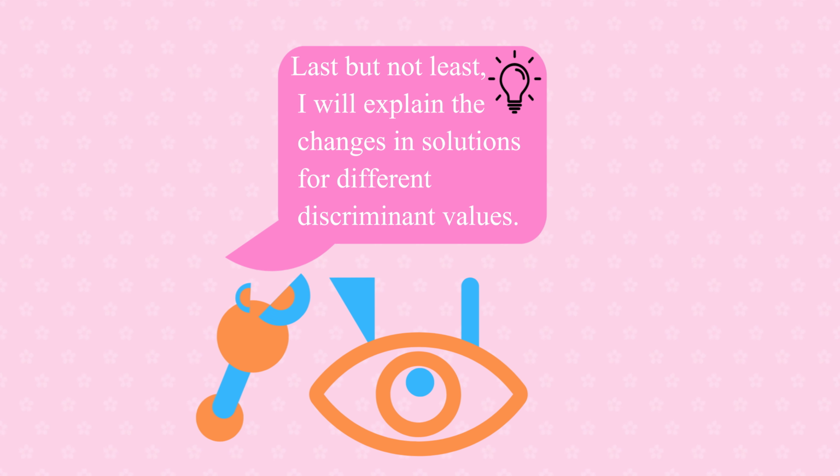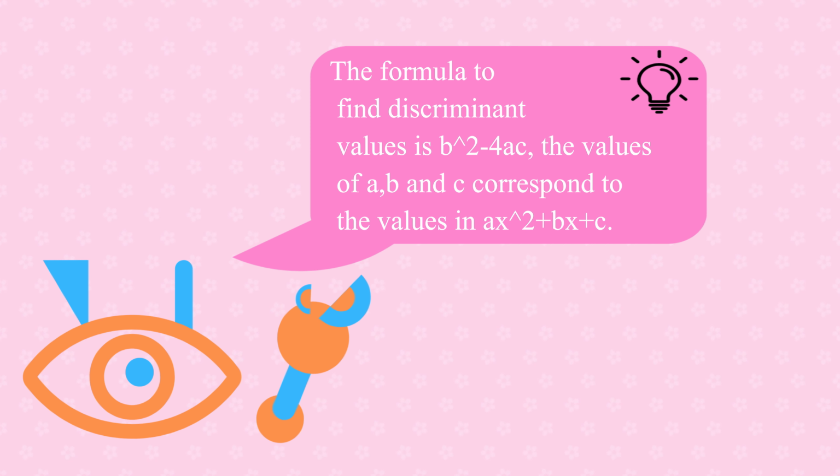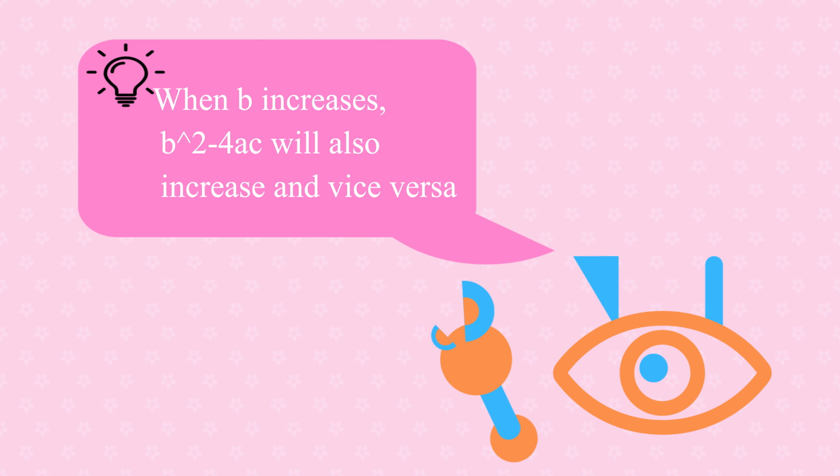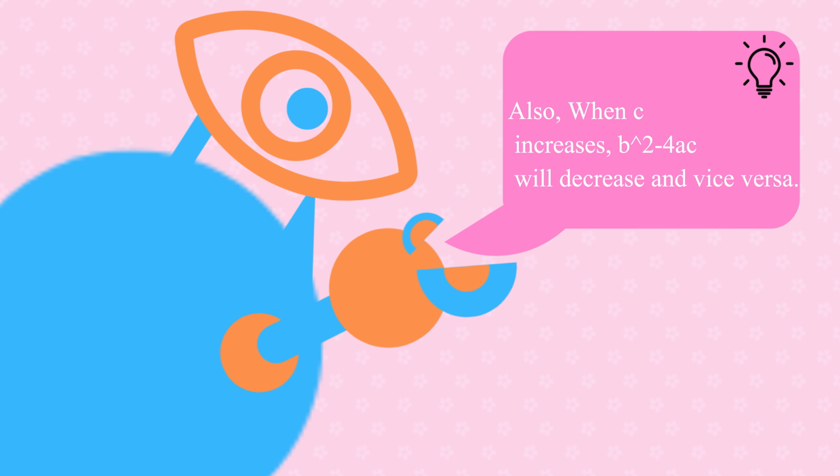Last but not least, I will explain the changes in solution for different discriminant values. The formula to find the discriminant value is b to the power 2 minus 4ac. The values of a, b, and c correspond to the values in ax to the power 2 plus bx plus c. When b increases, b to the power 2 minus 4ac will also increase, and vice versa. Also, when c increases, b to the power 2 minus 4ac will decrease, and vice versa.